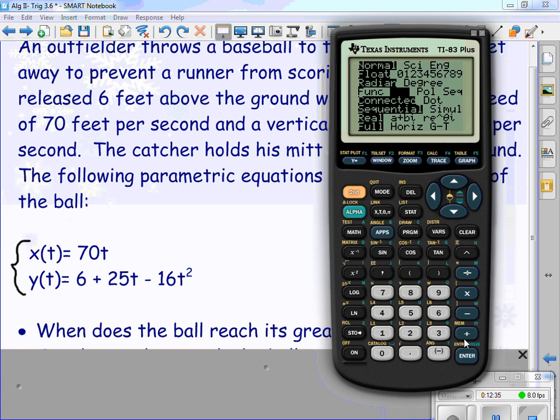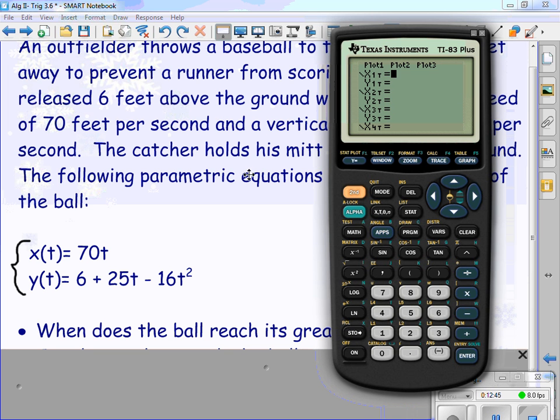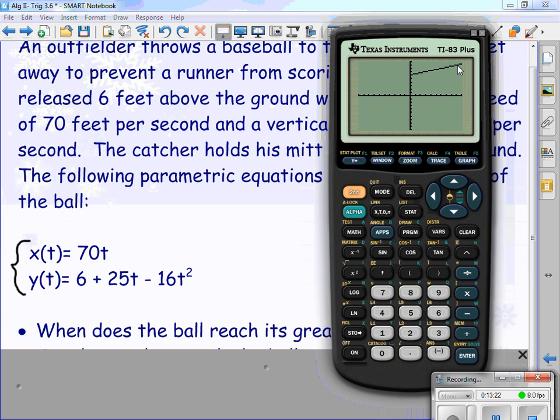Now hit y equals. The y equals now has x and y. So you type in the equation for x, 70t. Now you just hit the variable button next to the green alpha button. Usually when you hit that button, it types x. Now it's a t. Hit enter. Now I put in the y equation: 6 plus 25 variable t minus 16t squared. That's my x equation. That's my y equation. When you hit zoom 6, you have this graph.